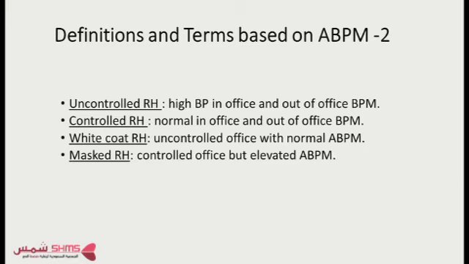Then we are using ambulatory blood pressure nowadays, and we are having these terms: uncontrolled resistant hypertension, controlled resistant hypertension, white coat resistant hypertension, and masked resistant hypertension.